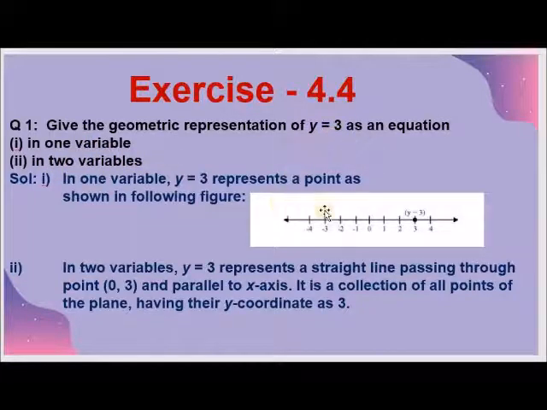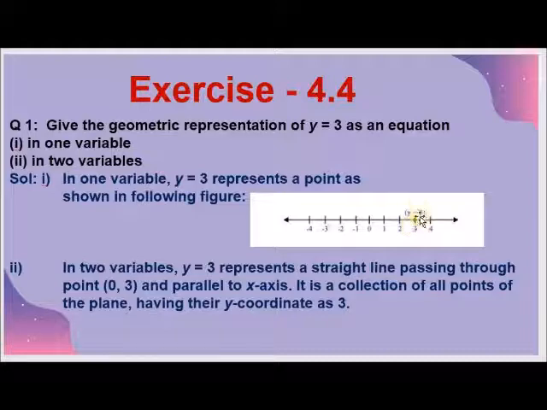We'll simply draw a line, and here what we will do, as we used to draw a number line, similarly we will do here in one variable. As it is one variable, we'll simply draw a number line. So it is 0, 1, 2, 3, 4. Here -1, -2, -3 and -4. So this point is representing y equals 3.